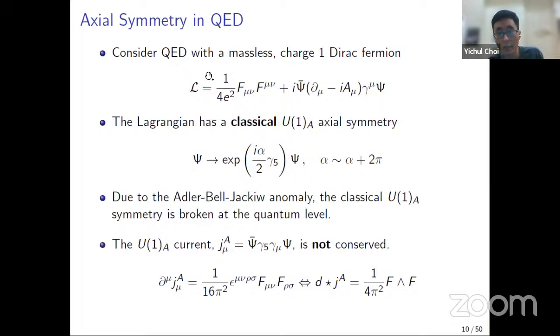So let's first consider 3 plus 1D massless QED. So I have a U(1) gauge field and then the charge 1 massless Dirac fermion. And as we all know, this Lagrangian has a classical U(1) axial symmetry, which rotates the fermion in this way. And famously, there is an ABJ anomaly, which breaks this classical U(1) axial symmetry at the quantum level. In terms of the U(1) axial current, J mu A, the statement is that this current is not conserved anymore due to the ABJ anomaly. In particular, d star J A will be proportional to F wedge F.